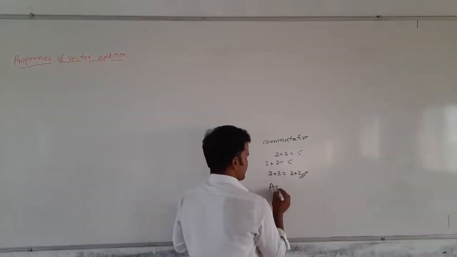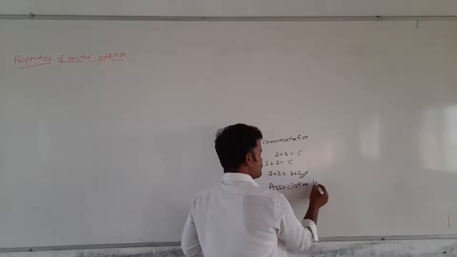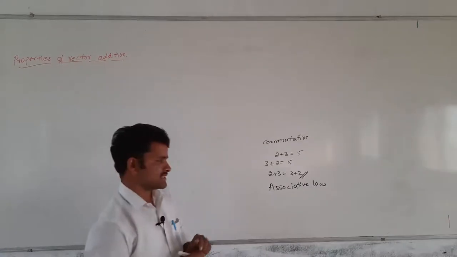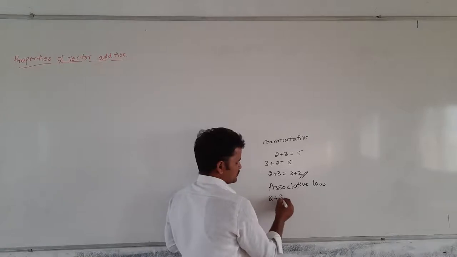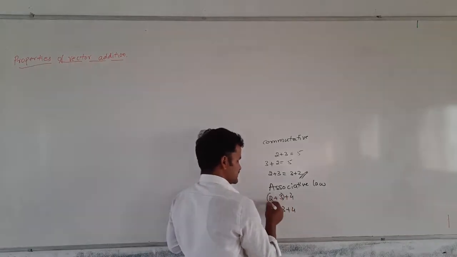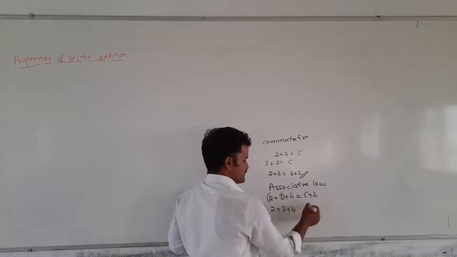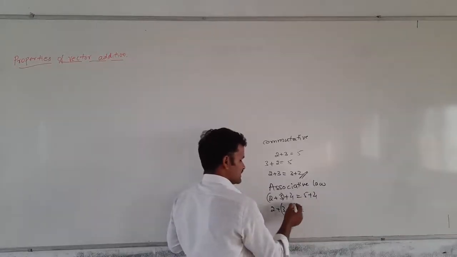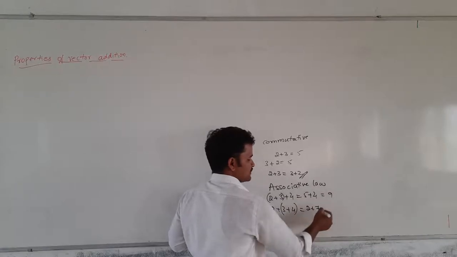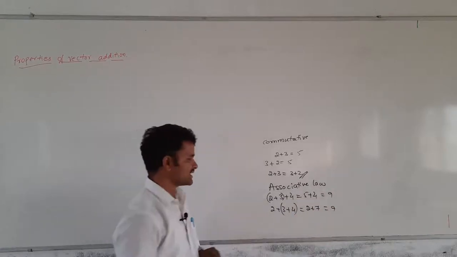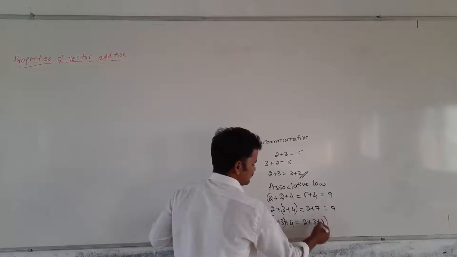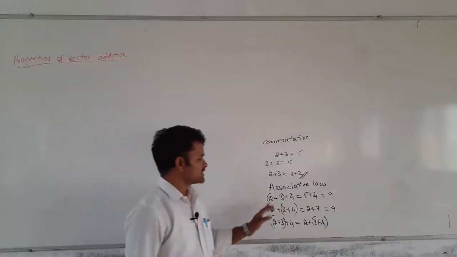What about the associative law? See, associative means addition of three real numbers. Suppose there are three real numbers like 2, 3 and 4. First of all, I would add 2 and 3. How much is this? 5. Then 5 plus 4. Instead of adding 2 and 3 first, I will add 3 and 4. This becomes 2 plus 7. 5 plus 4 is 9, and 2 plus 7 is also 9. That means I can write (2 plus 3) plus 4 is equal to 2 plus (3 plus 4). This is the associative law.